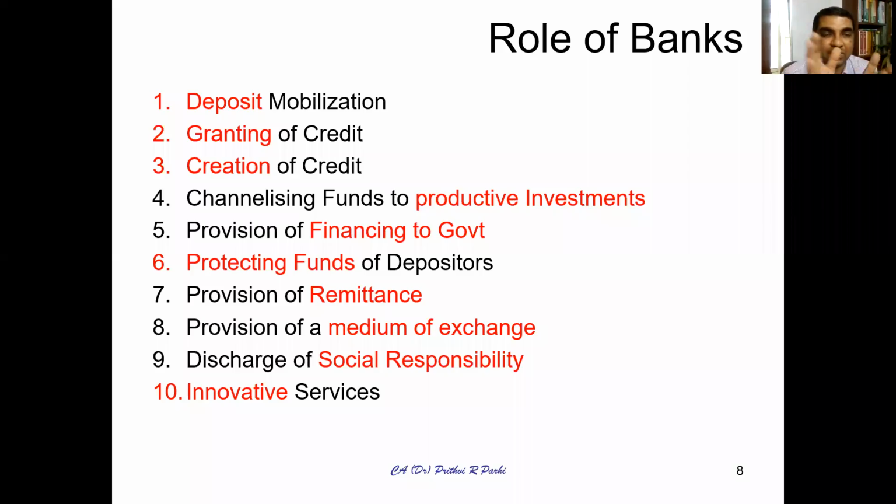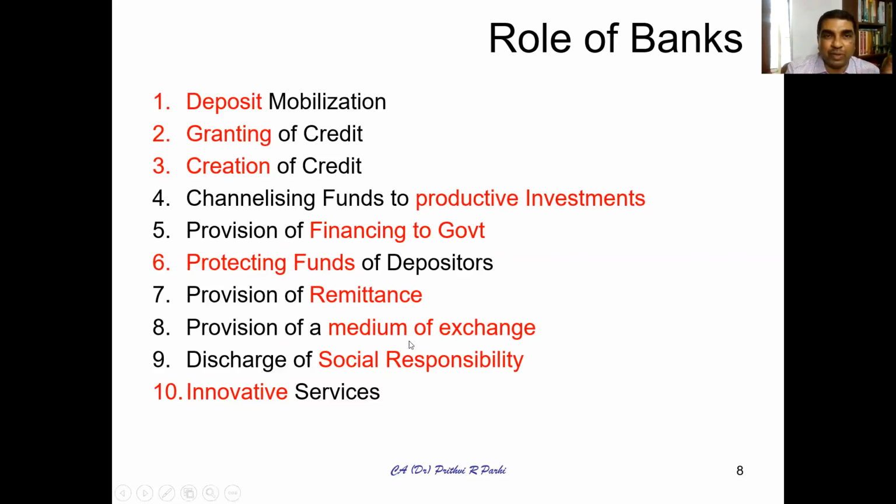Understood. So these are various services the banking system offers. Once again, if I summarize it in a different way, this is the list: deposit immobilization, granting of credit, creation of credit, channelizing funds to productive investments, provision of financing to government, protecting funds of depositors, provision of remittances, provision of medium of exchange, discharge of social responsibility, and certain innovative services.